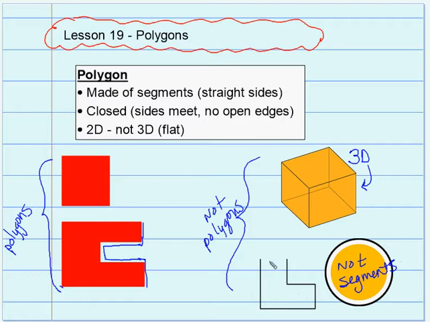And this guy here, while his edges, his sides are segments and they are connected, see how we have this opening right there? That is not closed. In order for that to be a polygon, we would have to have a segment that closes that up. So that's the difference between a polygon on the left and not polygons on the right.